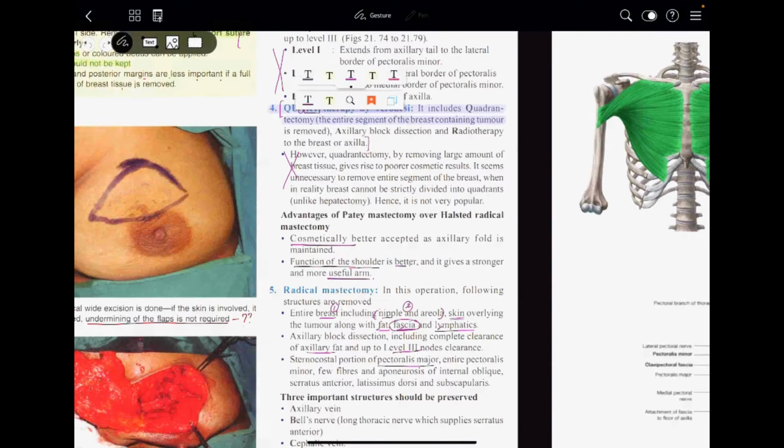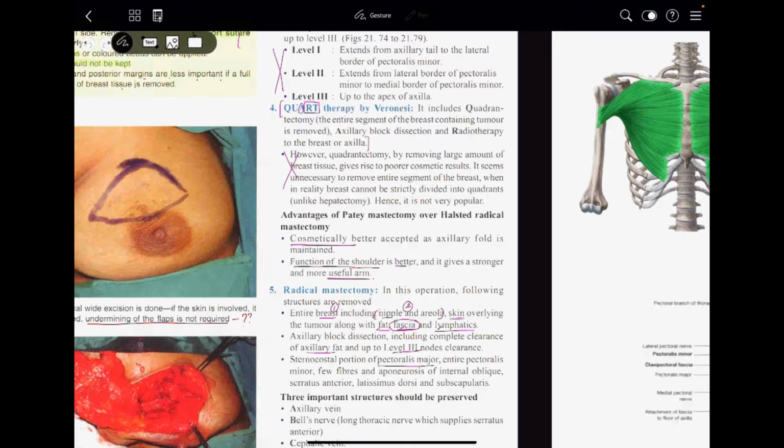Anyway, A stands for axillary clearance. Remove all the lymph nodes. RT is for radiation. So just remember the word QUART. QU is quadrantectomy, A is axillary clearance, and RT is radiotherapy.